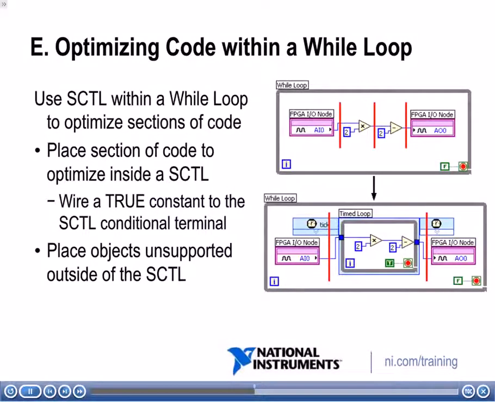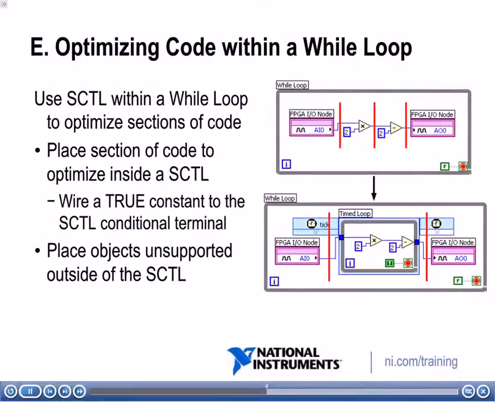Based on what we talked about before, we know that the analog I/O nodes can't go inside a single cycle time loop because they take more than one clock tick. So what we can do instead is try to optimize sections of code. If we look at the bottom, we still have the FPGA I/O nodes for analog input and output, but we've made sure that those are not inside a single cycle time loop. What we've done is taken this algorithm and put it inside a single cycle time loop. So that section can all execute within a single clock cycle.